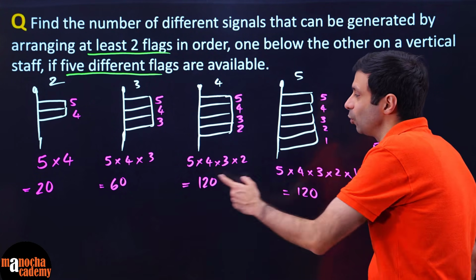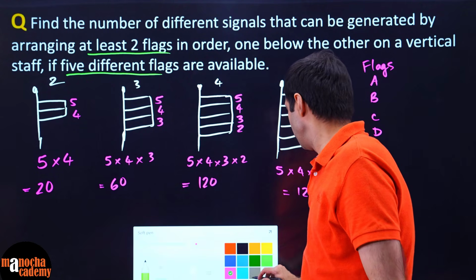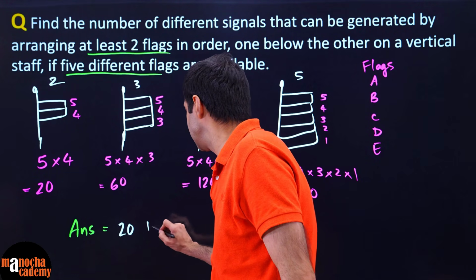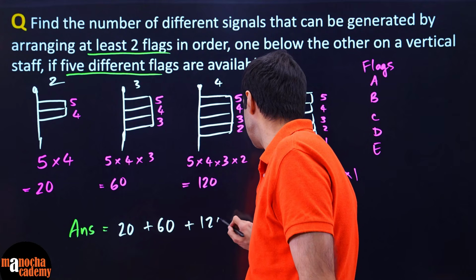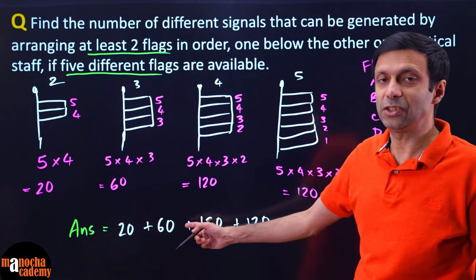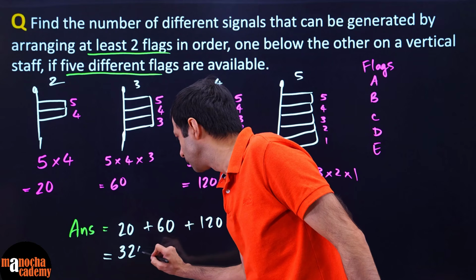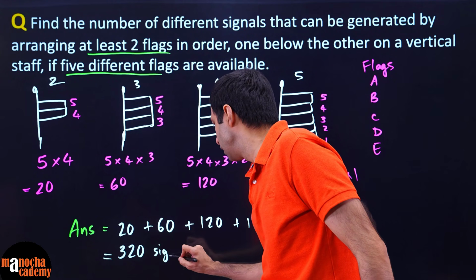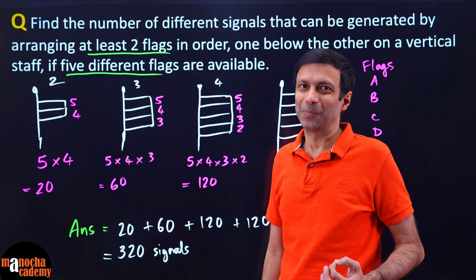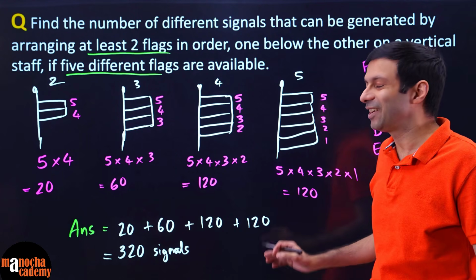Very good. Here now you will do an addition, right? Now don't multiply these numbers. It's going to be 20. So the final answer, the total possibilities, are going to be 20 plus 60 plus 120 plus another 120. So go ahead and add this up. This is 240. 240 plus 60 is 300. Plus 20 is 320, your final answer. 320 different signals are possible when you are putting at least 2 flags. So once again, we used the principle of multiplication in each case and added it up, and this is how we got this answer.